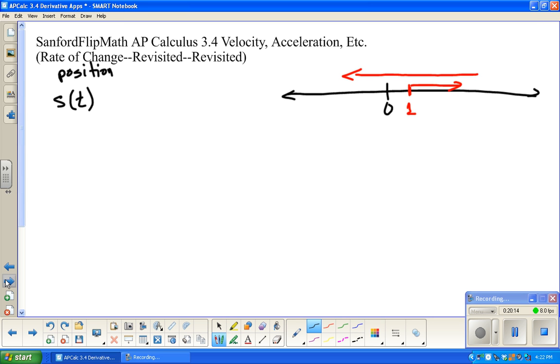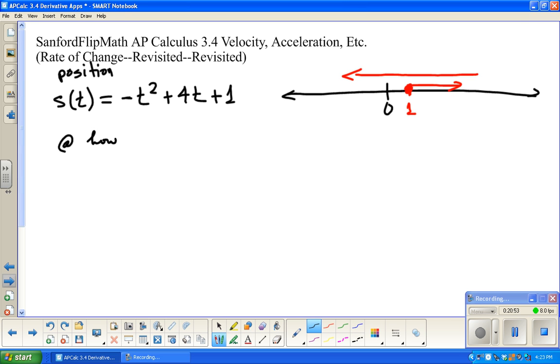So let's say I have an equation for this situation, and maybe it's something like negative t squared plus 4t plus 1. So what I'm saying is the position of this particle that's cruising back and forth on a number line or on an x-axis, anytime I want to know where it is, I just put in the time. So I want to know a couple of things.